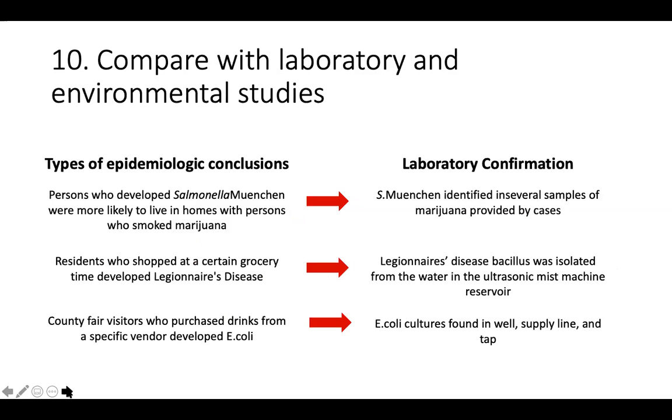So these are examples from the CDC's website. Take the middle one. I was just talking about this. So people at a certain grocery store at a certain time develop Legionnaire's disease. Well, let's narrow it down, and a laboratory test in this case confirmed that indeed this Legionnaire's disease bacillus was isolated from water in the ultrasonic mist machine reservoir. That's the thing that sprays your fruit and vegetables. So they really were able to refine it not to the entire grocery store, but just to that area. And that came from a very specific hypothesis that the epidemiologists had.